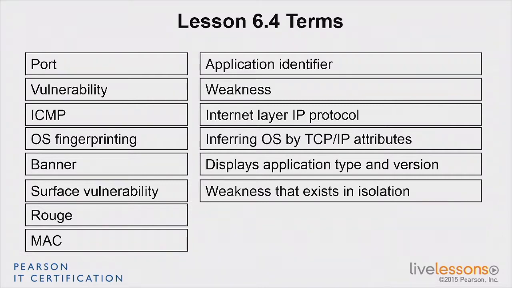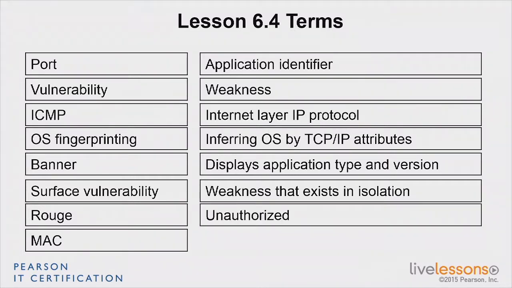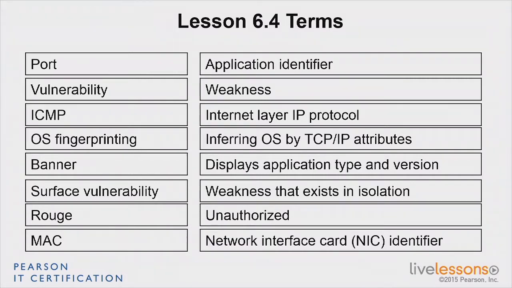A surface vulnerability is a weakness that exists in isolation, not taking into account any other mitigating controls or defense in depth or layered control techniques. Rogue refers to unauthorized. And a MAC in this case is a network interface card. That's going to be the MAC address of the card. Remember, we use the ARP protocol to do our IP to MAC translation. So it's not mandatory access control in this case, it refers to the network interface card identifier.